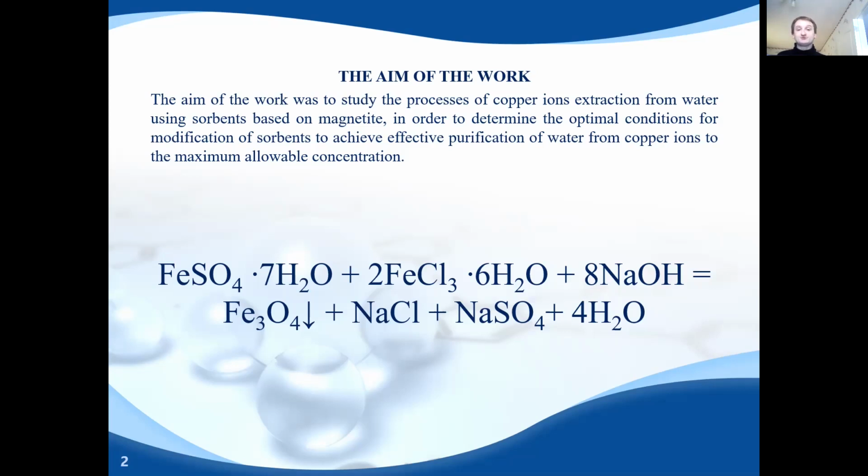The aim of the work was to study the processes of copper ions extraction from water using sorbents based on magnetite in order to determine the optimal conditions for modification of sorbents to achieve effective purification of water from copper ions to the maximum allowable concentration. Next slide.